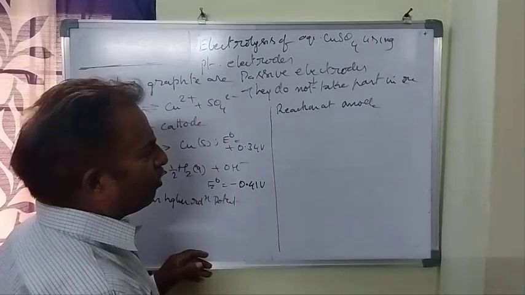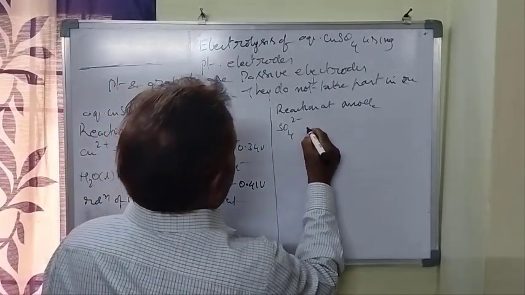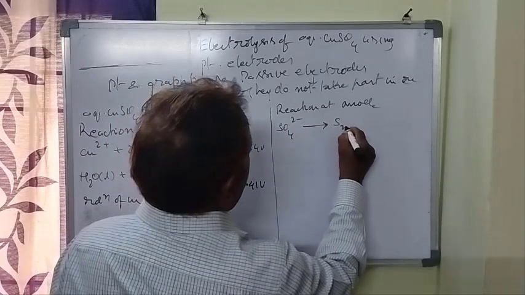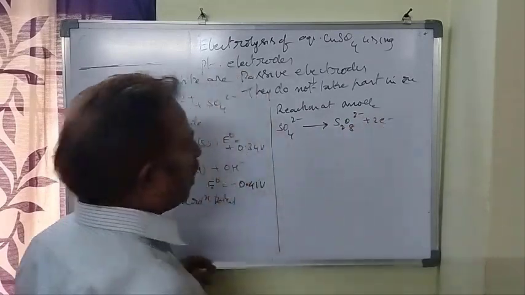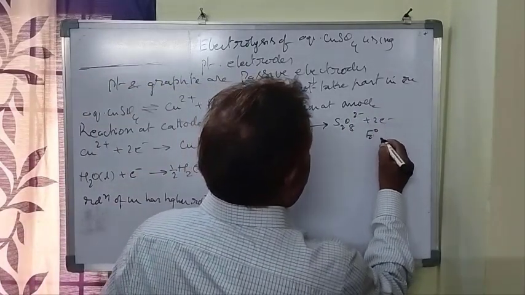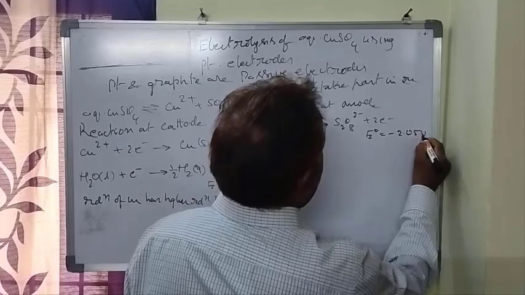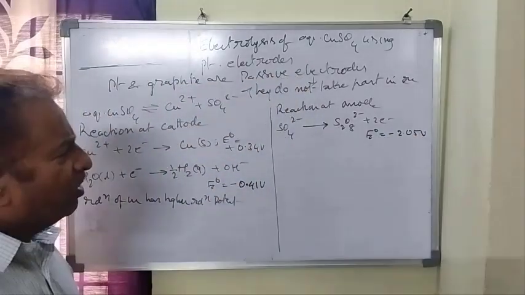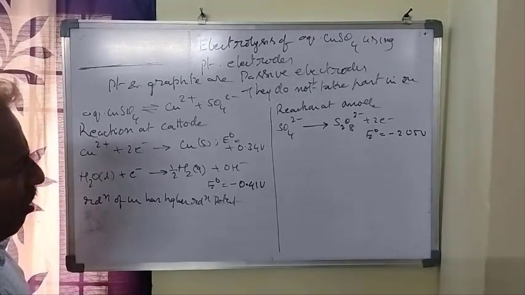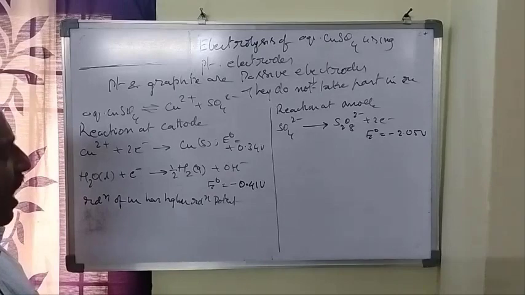So, reaction at anode: SO4 sulfate ions release 2 electrons and become S2O8 disulfate ions plus 2 electrons, and the electrode potential is minus 2.05 V. This, of course, is the oxidation potential. Here at the anode, copper does not oxidize because we are using passive electrodes, that is platinum electrodes.